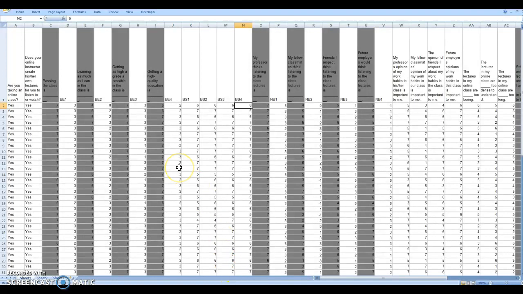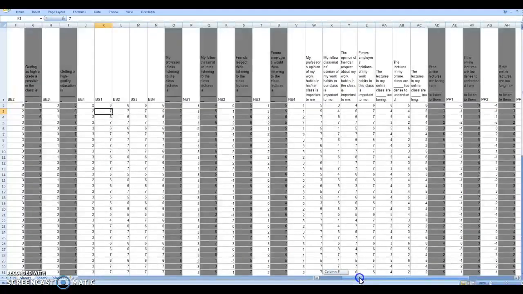So there we are. Now I need to multiply. I need to multiply BE1 times BS1. That's what we talked about when we did the lecture on TPB. For instance, this 3 for BE1 needs to be multiplied by this 6 on BS1, for that individual. And then for the second individual, the score of BE1 needs to be multiplied by the score on BS1. Excel's going to do all that for us.